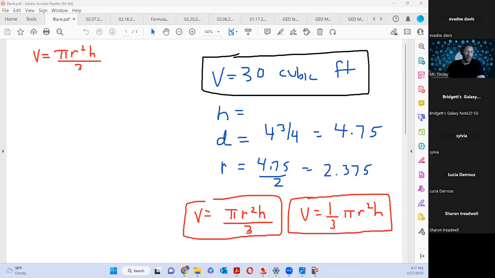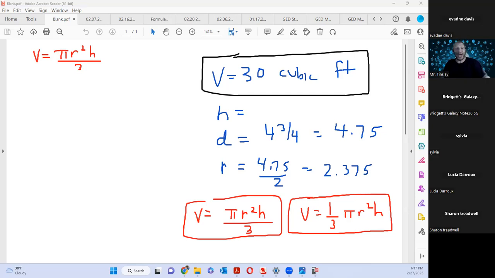Well, do we need to get rid of pi? We also need to get rid of the 3. What else? All you got to do is cover the H up. Everything on that right side, you got to get rid of. You got to get rid of pi, the R squared, and the 3. Everybody understand that?